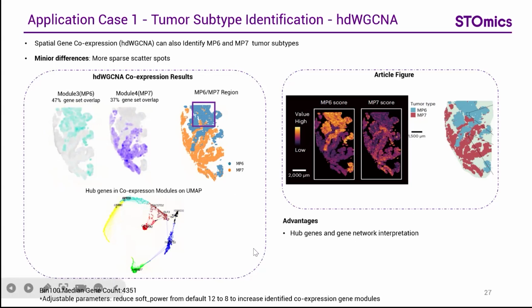The advantage of high-dimensional WGCNA is that it can further analyze the target genes and map these genes on the UMAP to observe their characteristics. Under the default parameters, these algorithms identify 7 modules, tending to group genes into larger modules. We can also obtain more co-expression gene modules by reducing the parameter called soft power from the default 12 to 8 during the network construction.